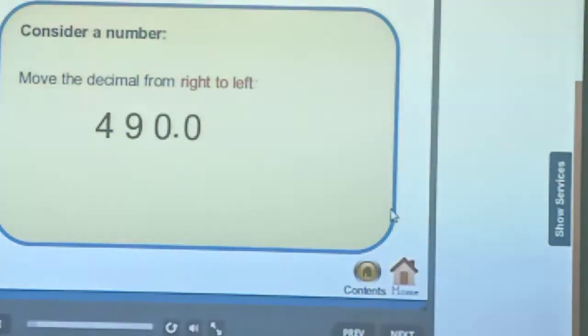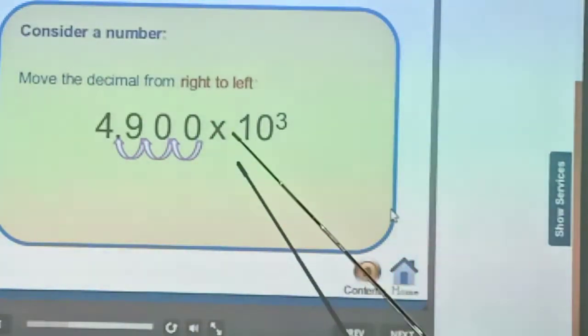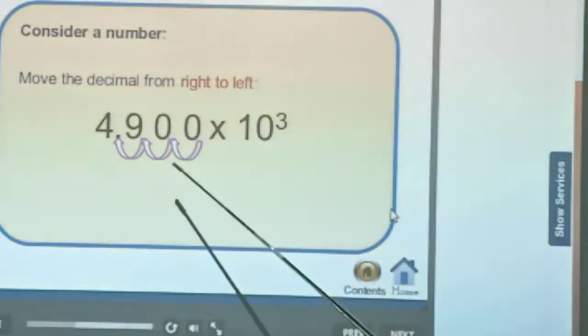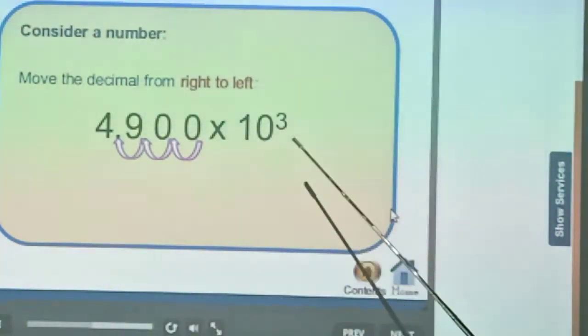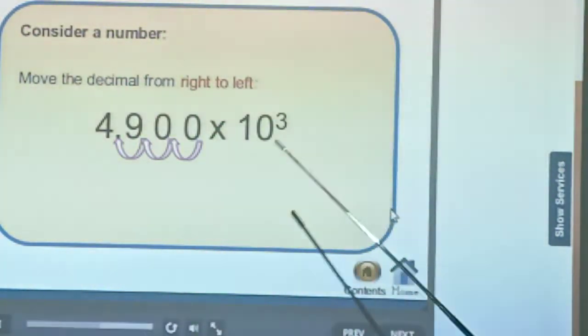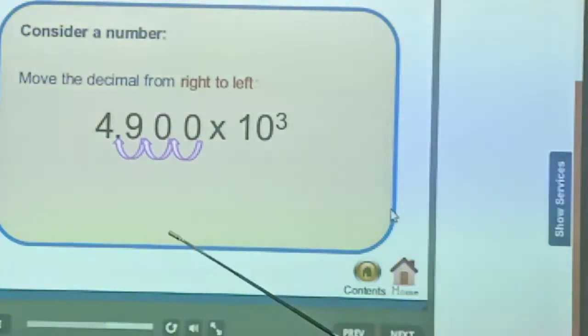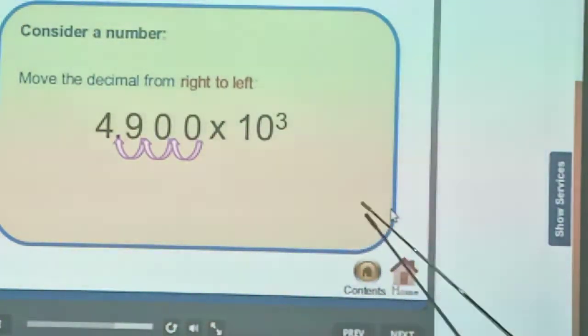One more example, how we shift a point. The point is shifted towards the left side, and it is shifted 3 times. So we have 10 to the power 3. So the standard form is 4.9 into 10 to the power 3. Let's see.